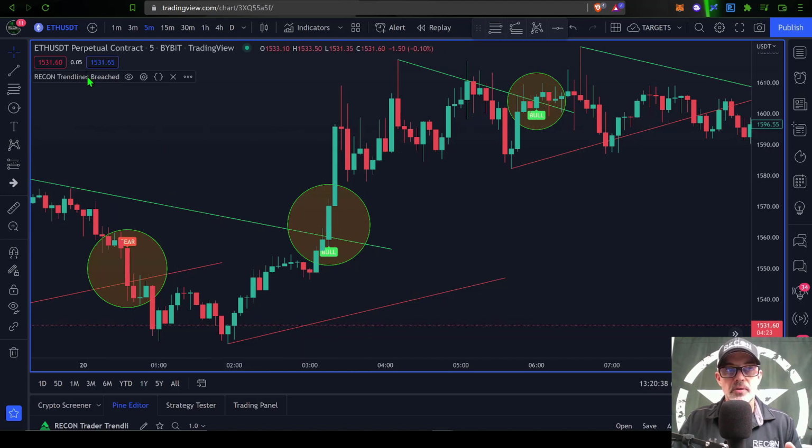Now you can see up here in the left hand corner, RECON Trendlines Breached is the name of the indicator. Now this is a private indicator. You will not be able to find it by searching TradingView indicators.